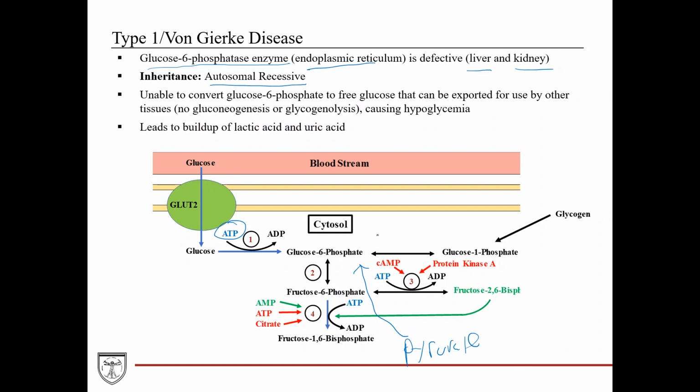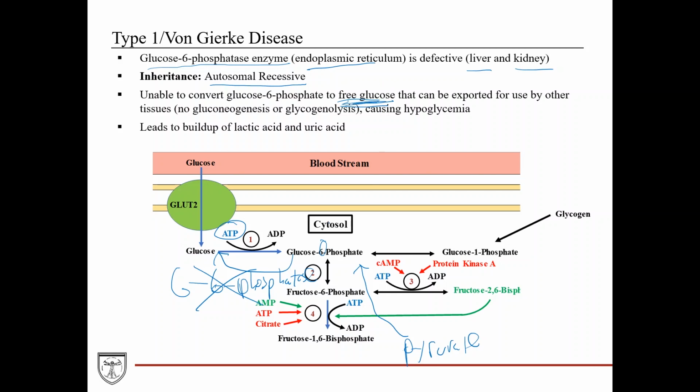Then the last step for both of these to give yourself free glucose is you need to take this phosphate off the 6 position here and convert it back to glucose. The enzyme that does that is glucose 6-phosphatase. Now, if you don't have this enzyme, you're going to be unable to convert glucose 6-phosphate to free glucose. So in theory, these processes can still occur, gluconeogenesis, glycogen breakdown. The problem is that in the end, they don't carry out their end goal of giving you free glucose.